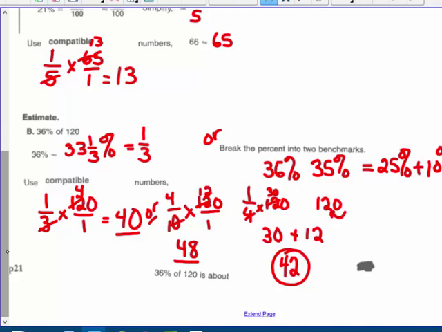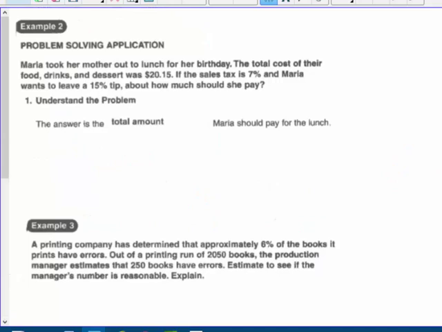So let's go on to the next page, practice some more of this. In problem solving, Maria took her mother out to lunch for her birthday. The total cost of their food, drinks, and dessert was $20.15. If the sales tax is 7% and Maria wants to leave a 7% tip, about how much should she pay?